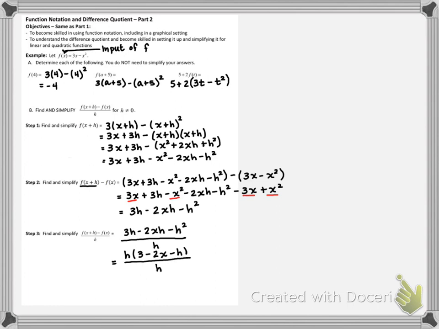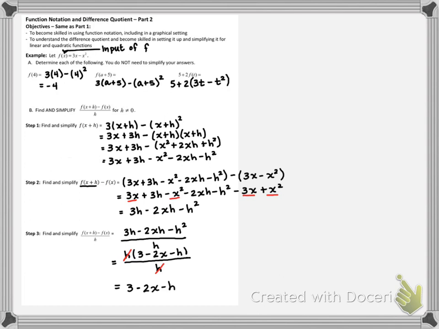And now I can cancel that h because in the numerator, the only operation that h is involved in is multiplication. There's no addition or subtraction outside the parentheses. And so now I can cancel that because h divided by h is 1. And that gives me my final answer, which is 3 minus 2x minus h.